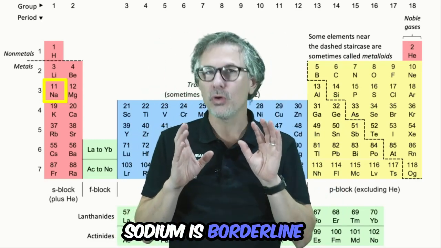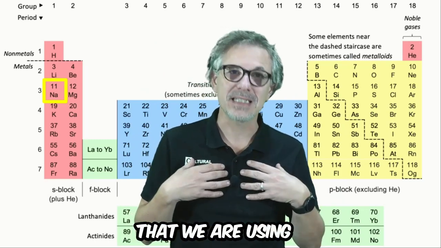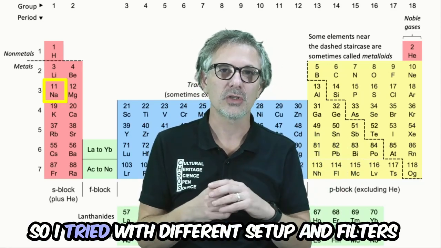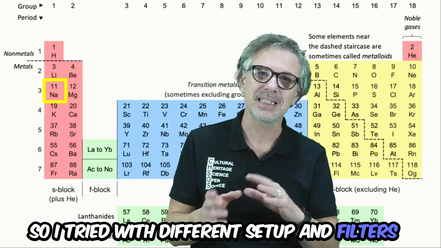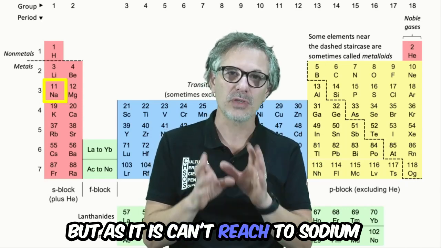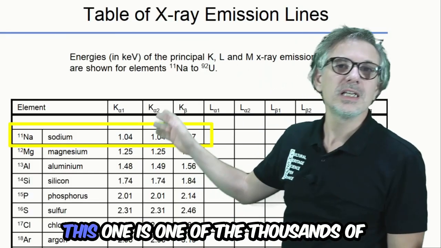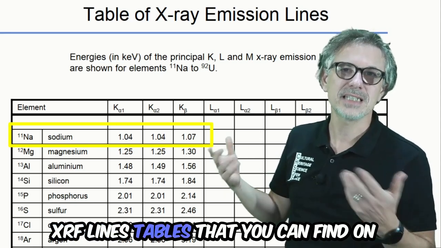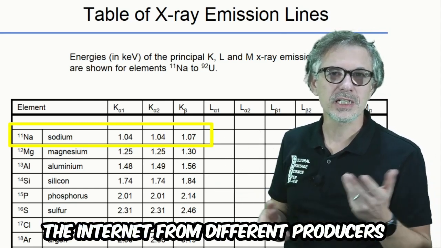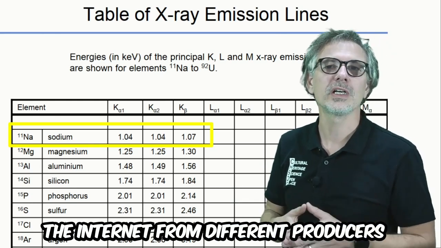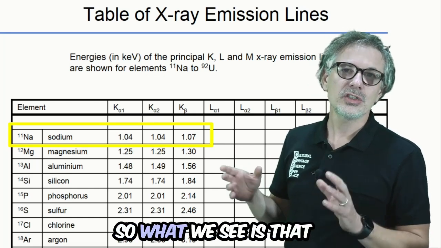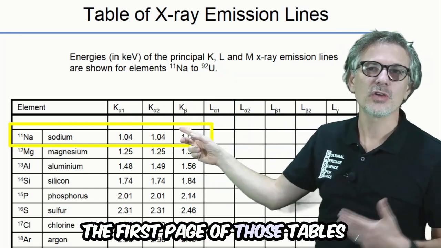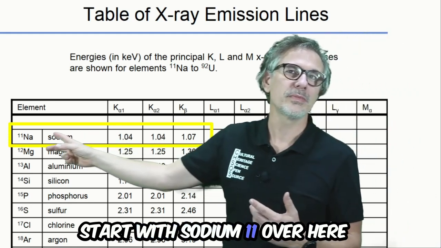Sodium is borderline, actually. With the system that we are using for the course, I can't detect sodium. I tried with different setups and filters, but as it is, I can't reach sodium. This is one of the thousands of XRF line tables that you can find on the internet from different producers of XRF systems. In general, they start from sodium. The first page of those tables starts with sodium 11 over here.